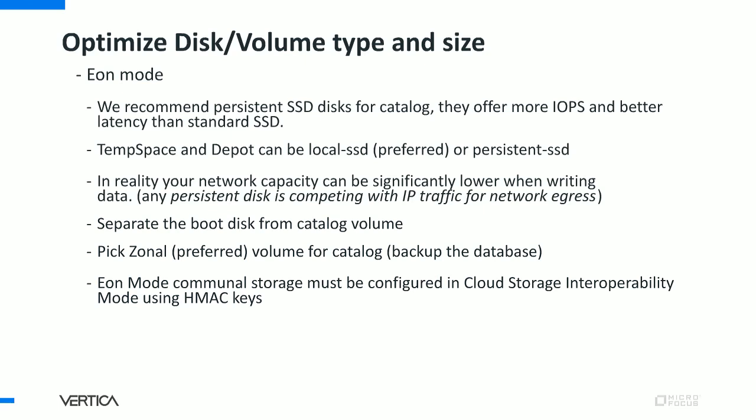Disk options in GCP can be broken down into two basic types, persistent disks and local disks, which are ephemeral. Persistent disks come in two forms, standard or SSD. For Vertica in Eon mode, we recommend that customers use persistent SSD disks for the catalog, and either local SSD disks or persistent SSD disks for the depot and the temp space.